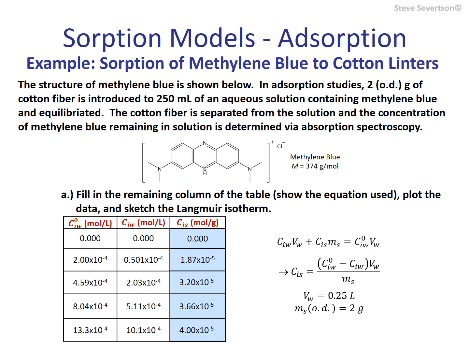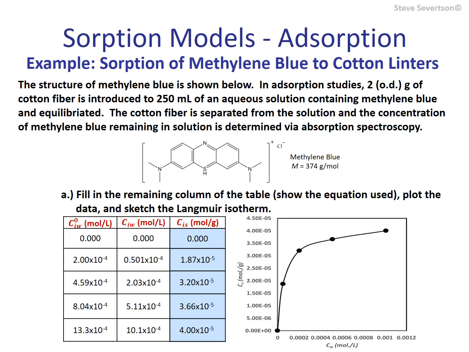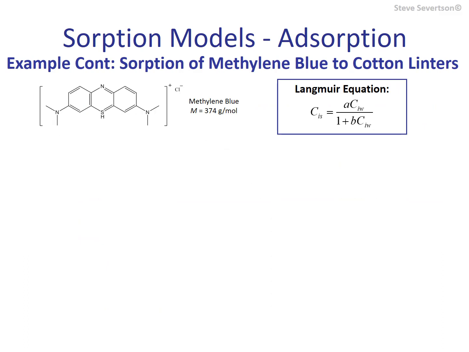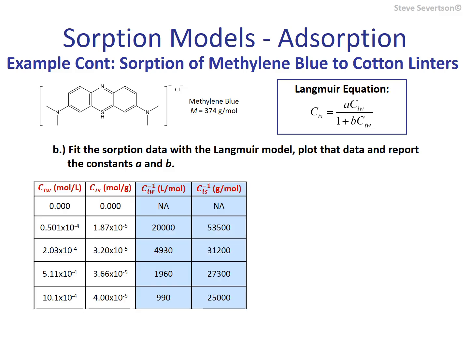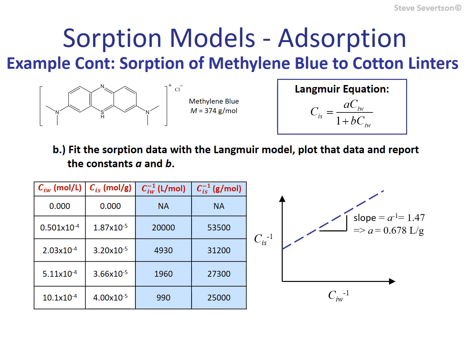Here, the plot of the solid phase concentration versus the concentration in the aqueous phase produces a curve similar to what we just described, the Langmuir isotherm. Part B of the example asks us to fit the isotherm data with the Langmuir model. For this, we will fit the linearized form of the equation, so we invert the isotherm data and plot it. Fortunately, it produces a straight line with a positive slope and intercept. From the slope, we obtain A, and with A and the intercept, we obtain B.